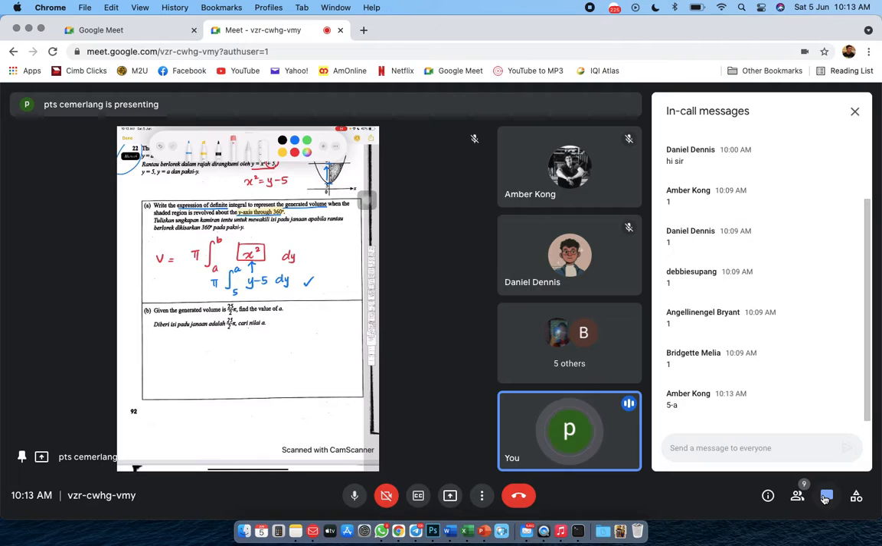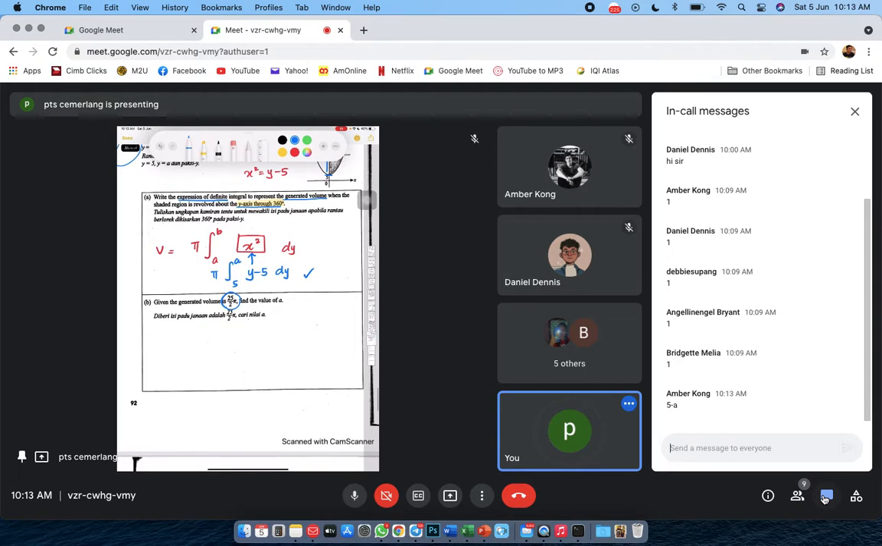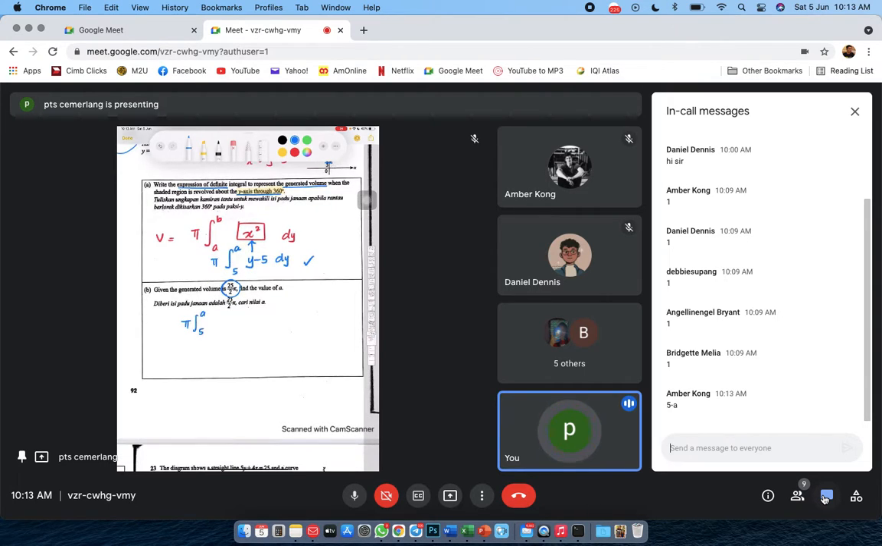Given the generated volume is this one. This is the volume, alright? So maksudnya kita boleh kata kan, pi integrate from 5 until a, y minus 5 dy is equals to 25 over 2 pi. Okay? So sebab dia bagi tahu kamu volume dia sama dengan 25 over 2 pi, kamu diminta untuk cari nilai a kamu. Alright. Do you want to try this out or you want me to show you how? You want to try it out and dapatkan nilai a?